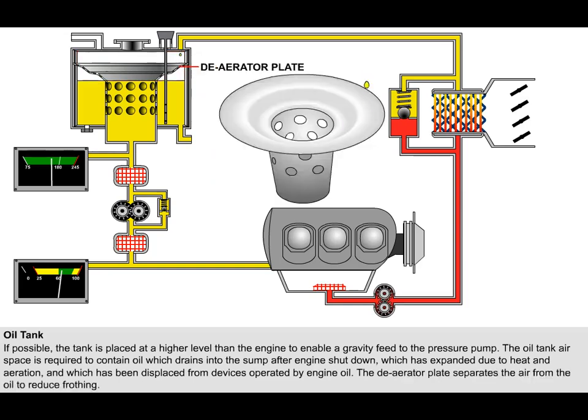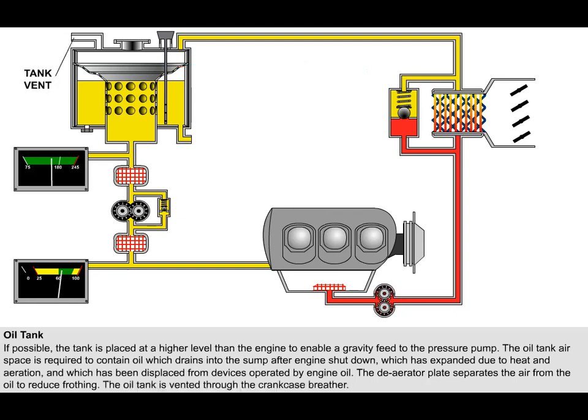Scavenge oil from the engine sump is passed over a de-aerator plate to the inside of the hot pot. The plate allows the bubbles of air to escape from the oil, thus reducing frothing. The oil tank is vented through the crankcase breather to maintain the pressure on top of the oil equal to the atmosphere in order to prevent oil losses during excessive frothing conditions.